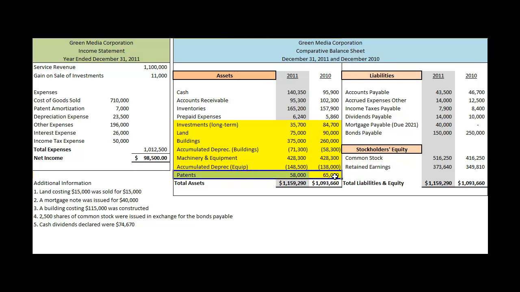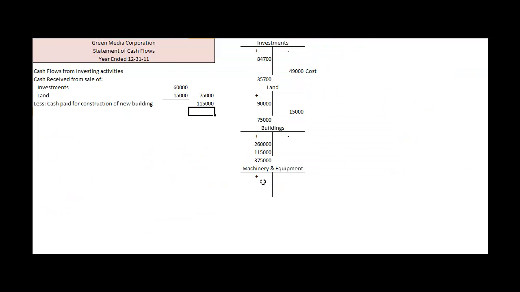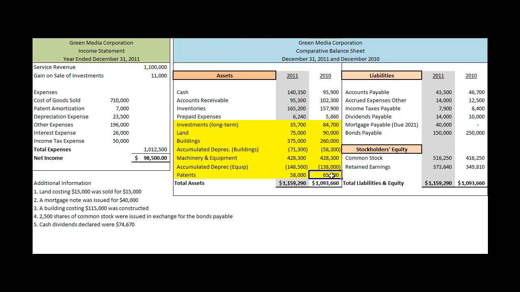A patent is an intangible asset. The value changed. It went from $65,000 and it ended at $58,000. I don't have one of these created for patents, so let's just talk about it. The value went down by $7,000 with an intangible asset. As we amortize it, which is also another way to say we're depreciating it, it went down by $7,000. This would also be added to the operating section of the statement of cash flows. That was only because we amortized it, not because we bought a new patent or sold any form of a patent. So there's no cash flow from this item as well.